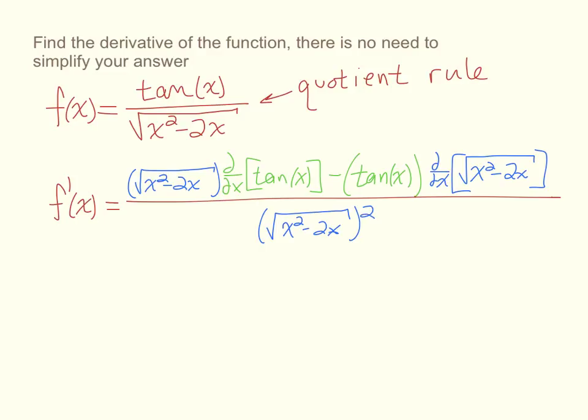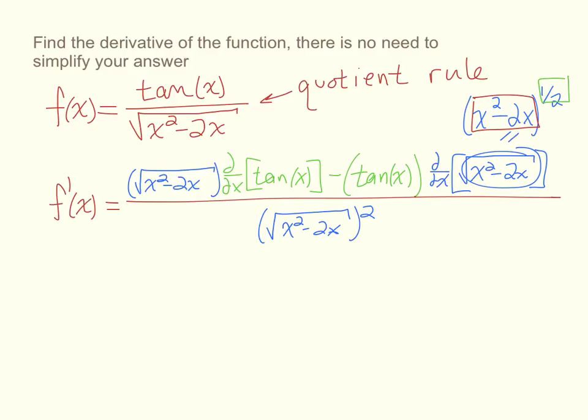Now another way we can write this function over here is x squared minus 2x to the 1/2 power. And this alerts us that when we try to find the derivative of this thing, we will need to use the chain rule, because we have x squared minus 2x on the inside and the power 1/2 on the outside.